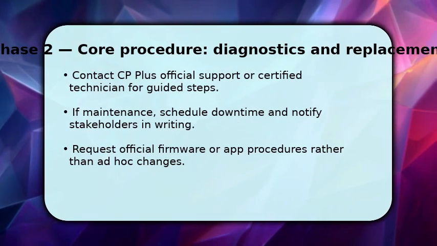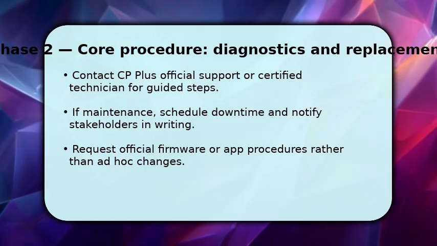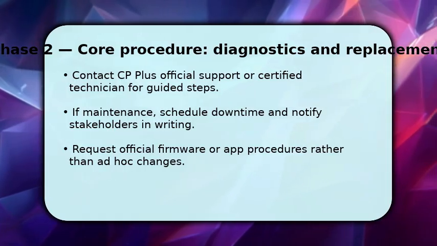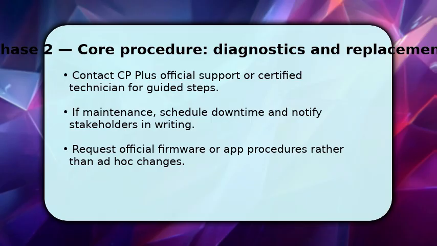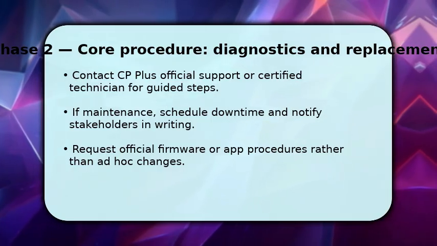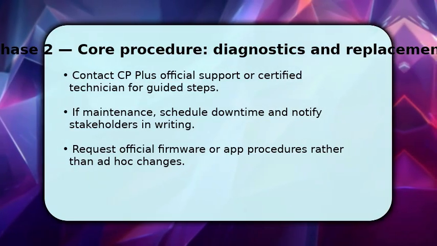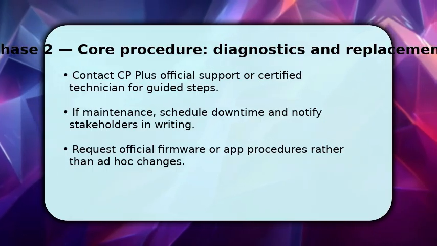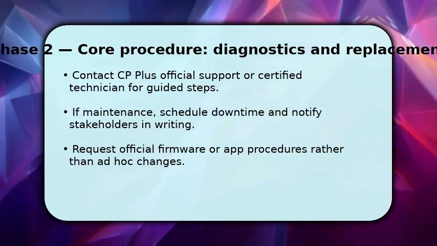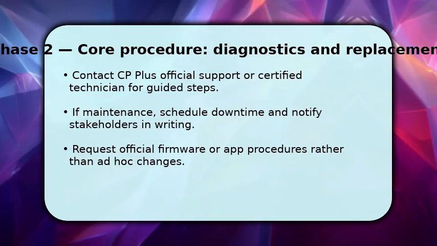Once you have authorization, use official support channels. Call CP Plus support or book a certified technician to guide any changes. Make sure to schedule a controlled maintenance window, notify building management or stakeholders, and get written approval. This protects operations and users.